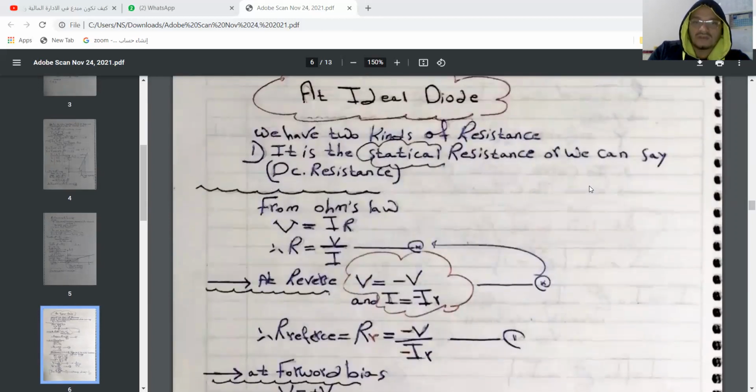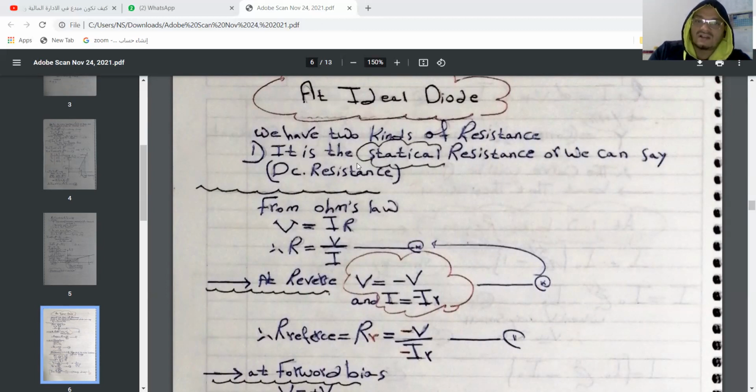At an ideal diode, we have two kinds of resistance. Number one, static resistance, or we can say DC resistance. Number two will be dynamic resistance, or we can say AC resistance at an ideal diode, because at a non-ideal diode, we will be dealing with other kinds of resistance.